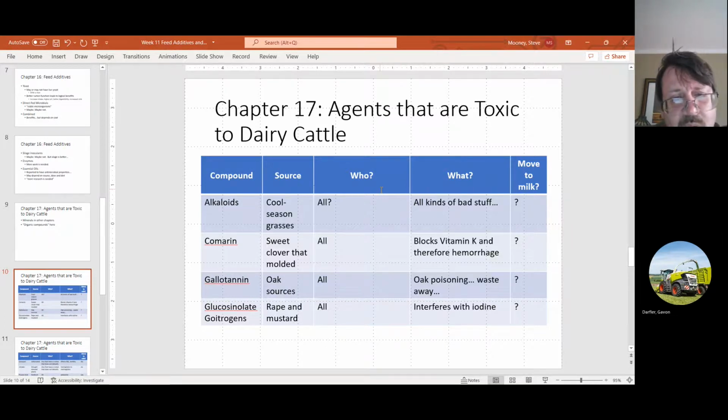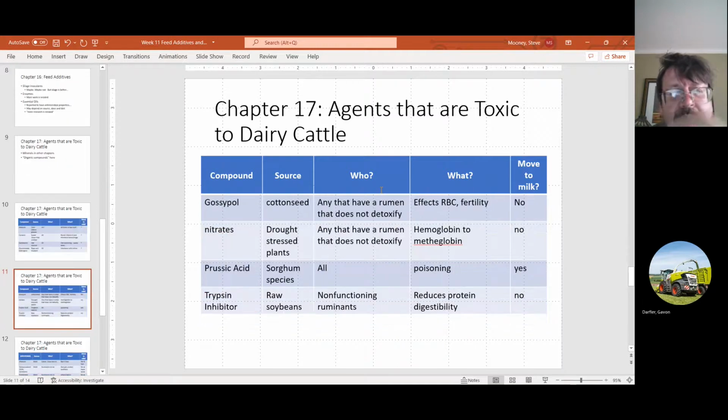Glucosinolate: goitrogens from rape and mustard. They interfere with iodine, and that causes all the problems related to basal metabolic rate and things like that. Again, we don't know if these things are transferred to the milk. Gossypol: cottonseed.